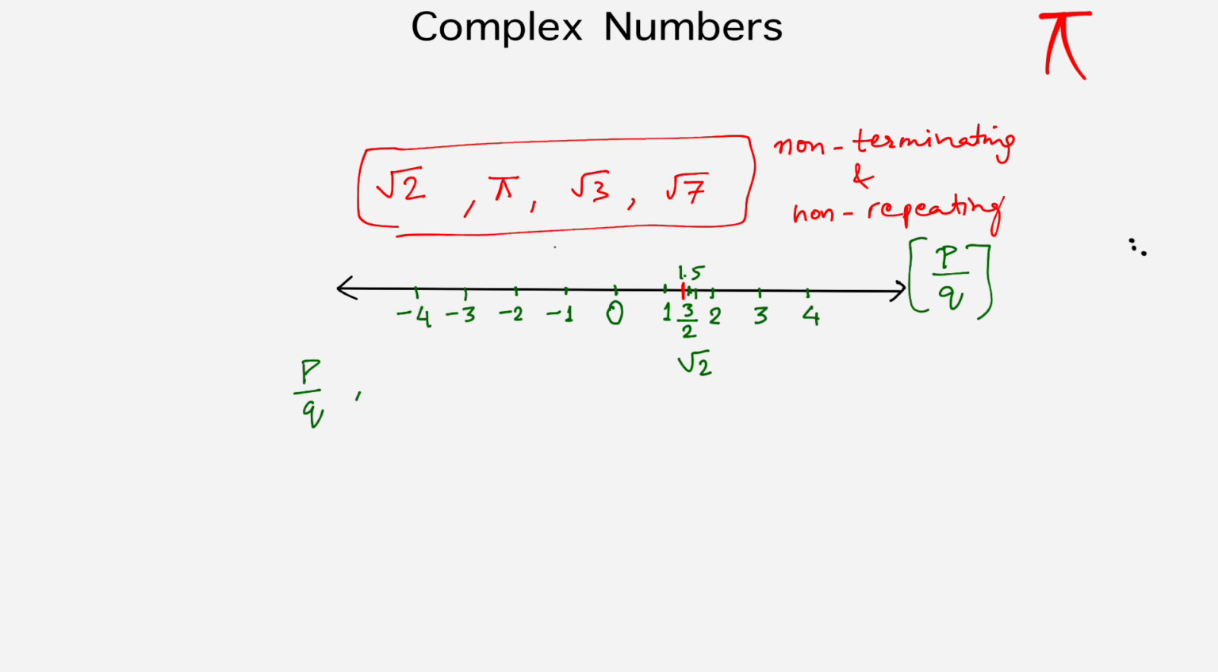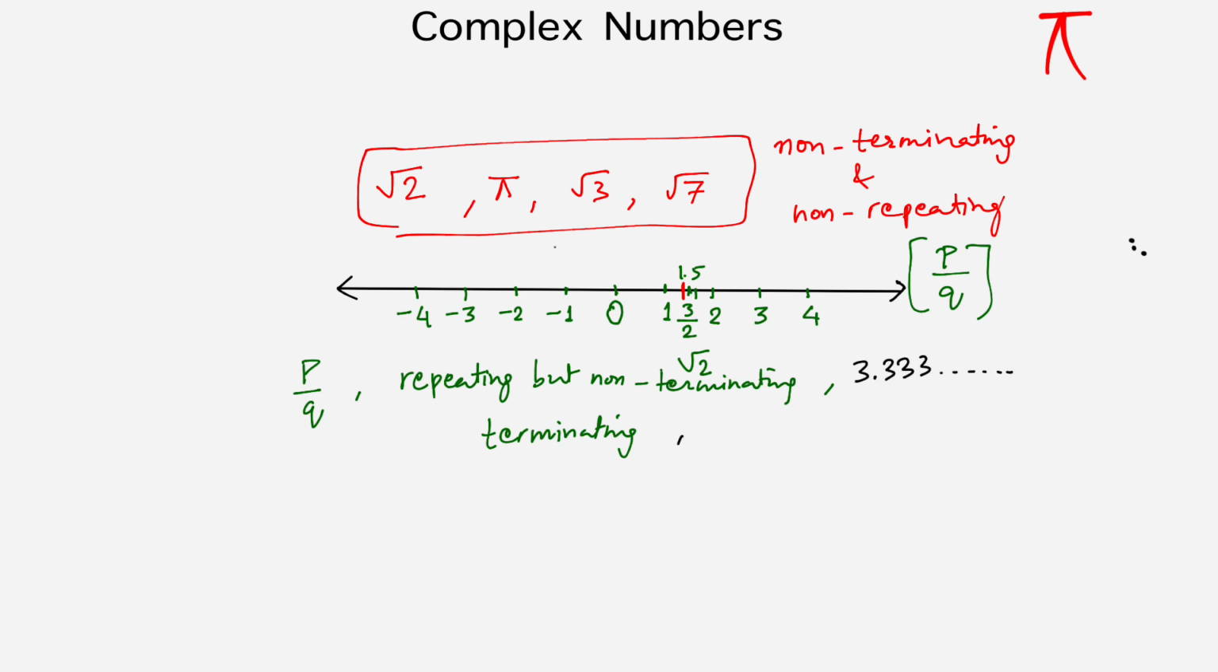And also the decimal form of rational numbers is either repeating but not terminating, or terminating. The examples I can quote here: repeating but not terminating is something like 3.333. So it is not terminating but repeating, and terminating decimals are 2.5, 2.25, minus 3.75, something like this.